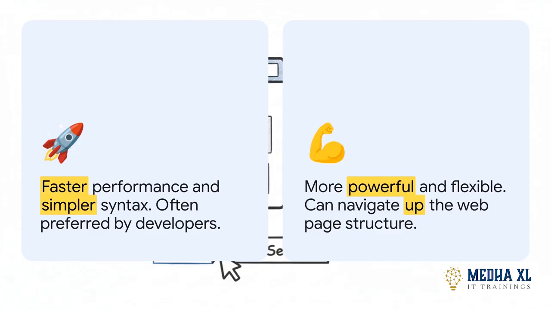But then you have XPath. XPath is the powerhouse. It's way more flexible and can do some incredible things that CSS just can't, like traveling up the page structure, which we'll get into. So it's not about which one's better, it's about picking the right tool for the job.